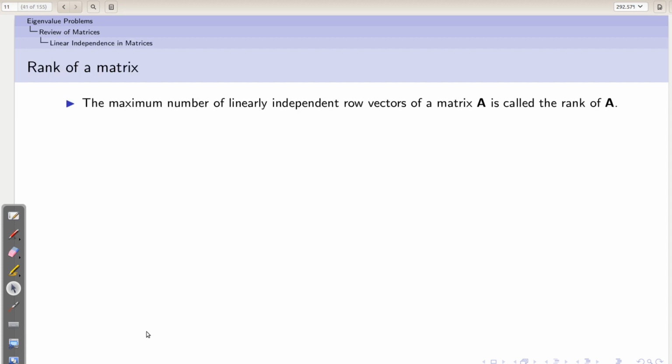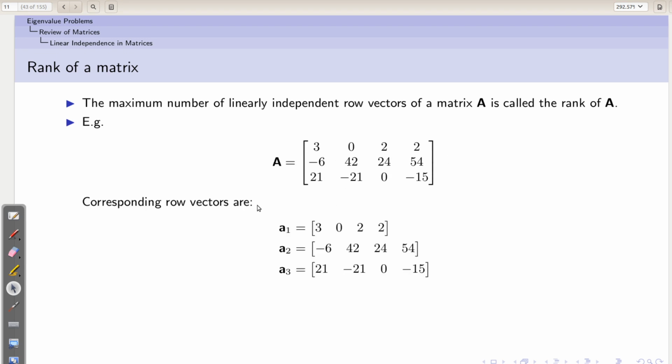Now the rank of a matrix. The rank of a matrix is the maximum number of linearly independent row vectors of a matrix. This is known as the rank of a matrix. So for example, let's say I am having this matrix. What are the row vectors? This is one row, 3 0 2 2. Then minus 6 42 24 54, this is another row. And this one, 21 minus 21 0 and minus 15, this is another row.